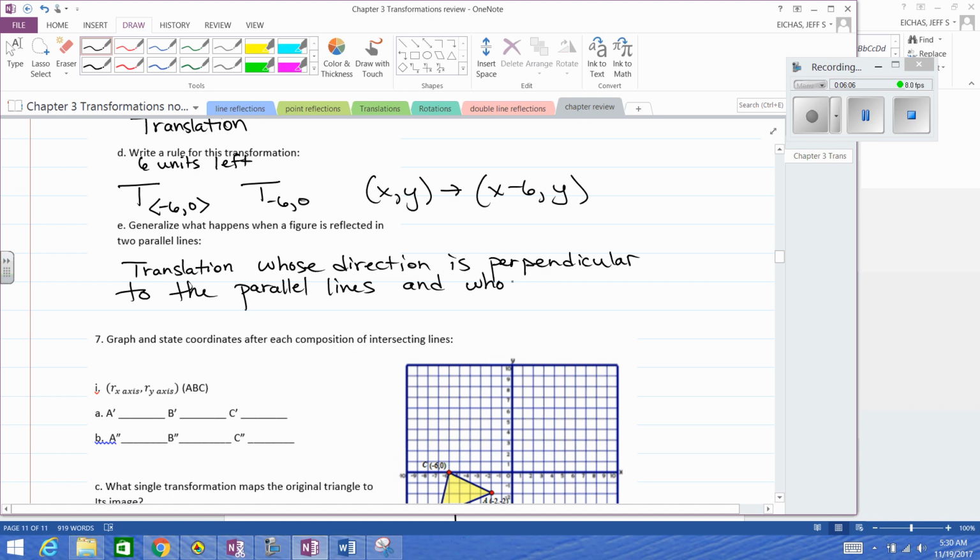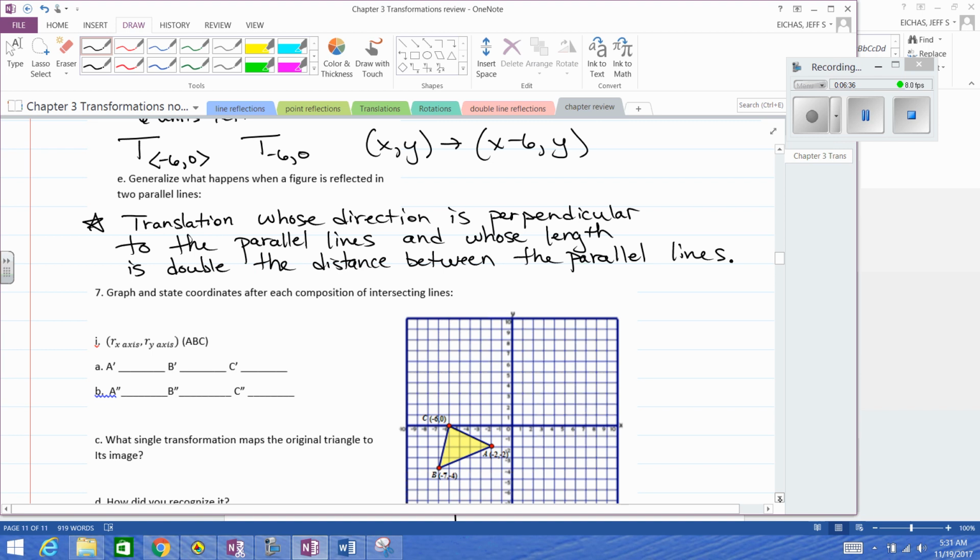And whose length or distance is double the distance between the parallel lines. That's always what's going to happen. Check out that investigation that I did on it earlier in the chapter if you want to see some more examples of that.